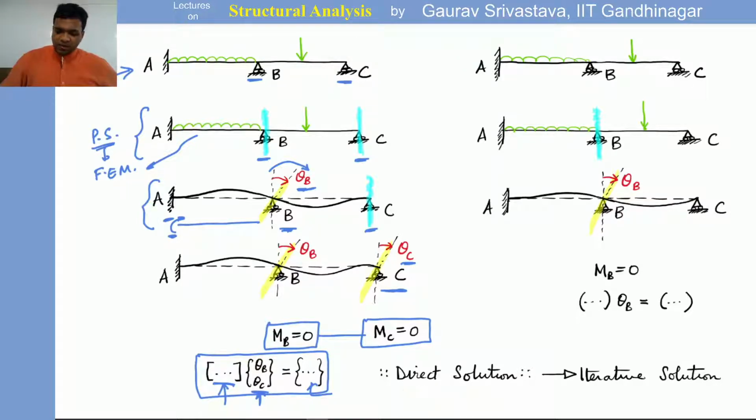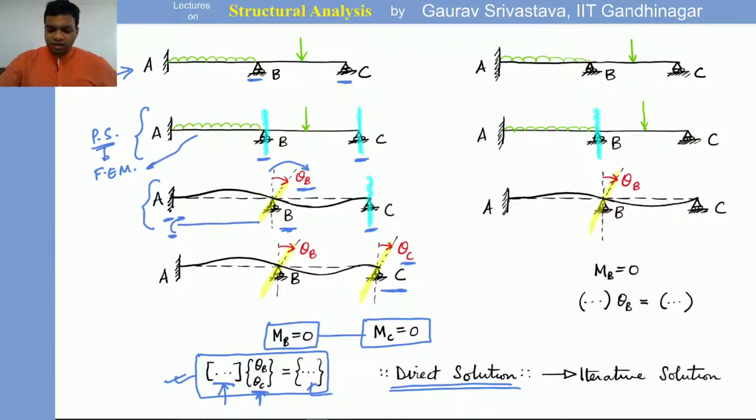So the approach we took was a direct solution, right? When we say direct solution, what it means is that this system of equations, the linear system of equations in theta B and theta C, we were solving directly by inverting the matrix, right? Or in linear algebra, you might have heard about, let's say, LU decomposition. So that is a direct solution approach. That kind of approach we were using to solve, right?